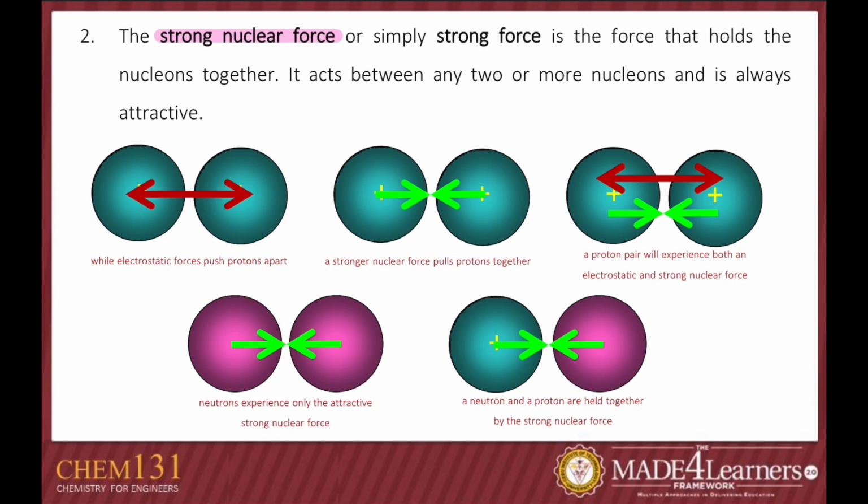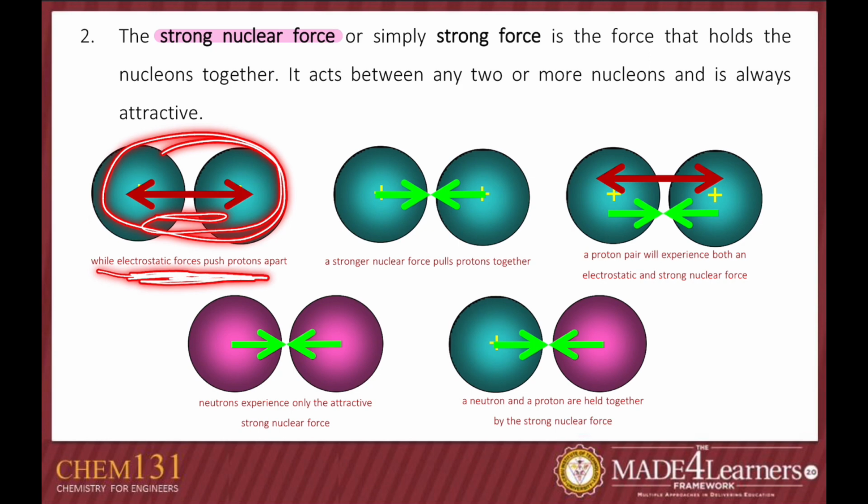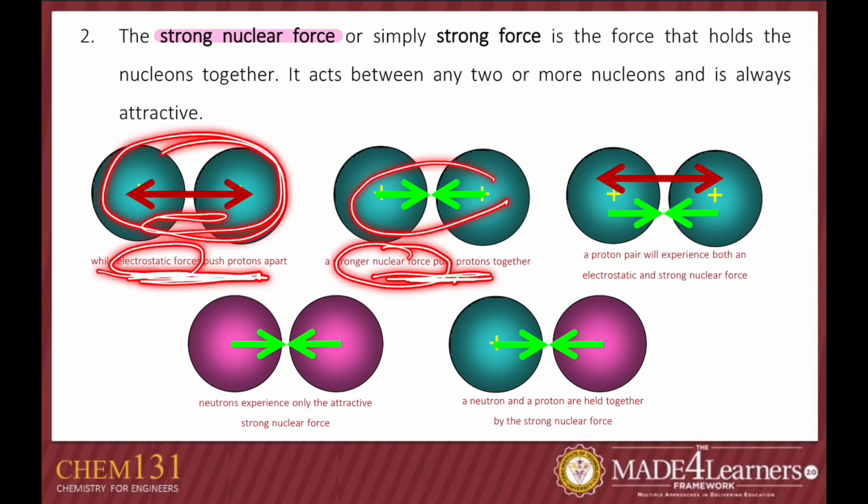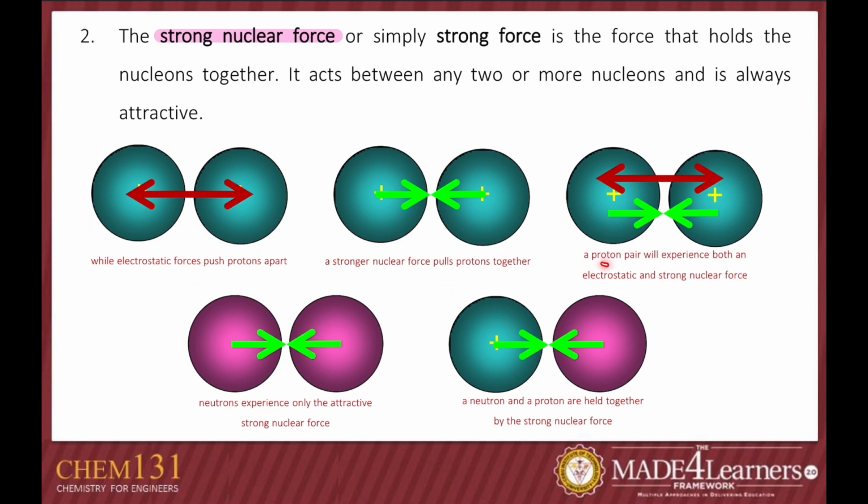So, for example, here, these are protons. So, ang proton, there is an electrostatic force that pushes them apart. But at the same time, naa pud nuclear force nga mo pull them closer together. So there is a war between the electrostatic force and the nuclear force. Okay? So a proton pair therefore will experience both an electrostatic and a strong nuclear force. So at war ni silang duha.